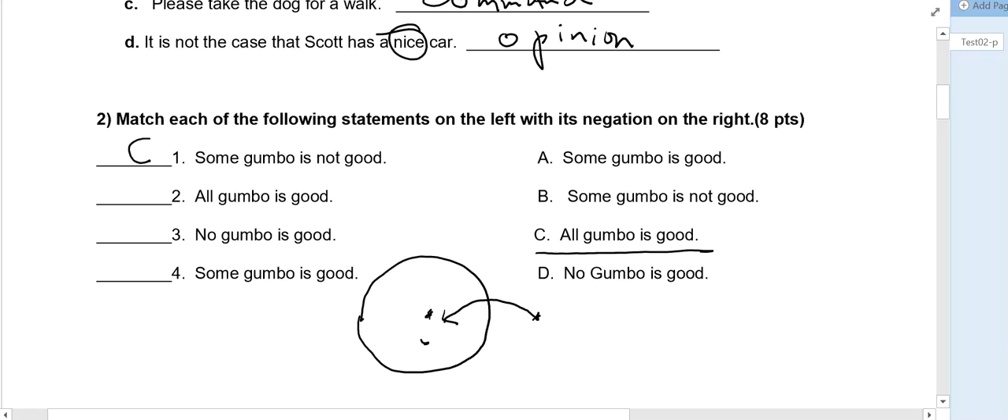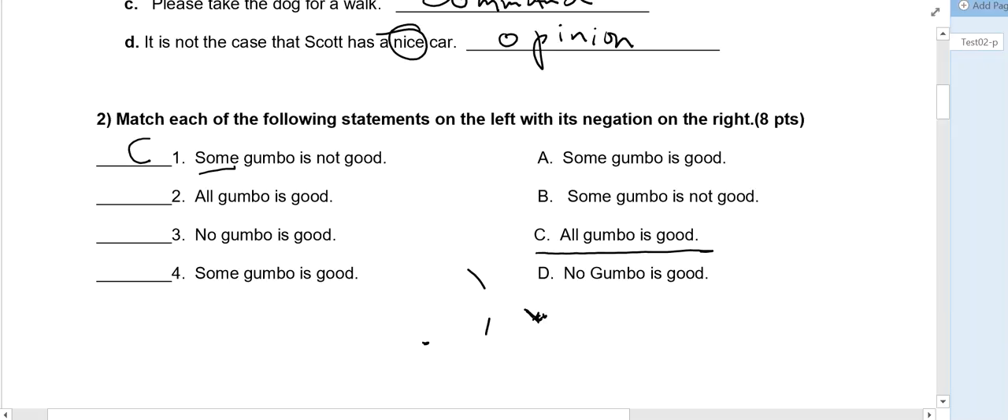I like to draw a little picture. So this is the good gumbo. And I have at least one gumbo that's not good because of the word "some." If I get rid of it and I bring it inside, all the gumbo is good, right?